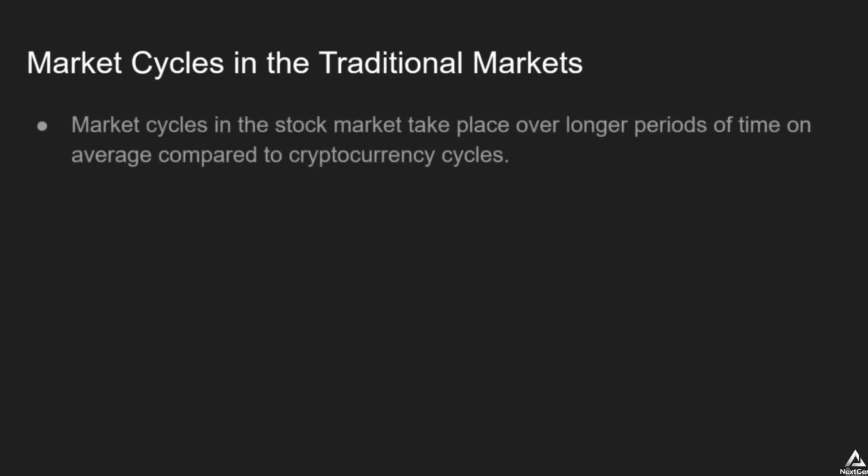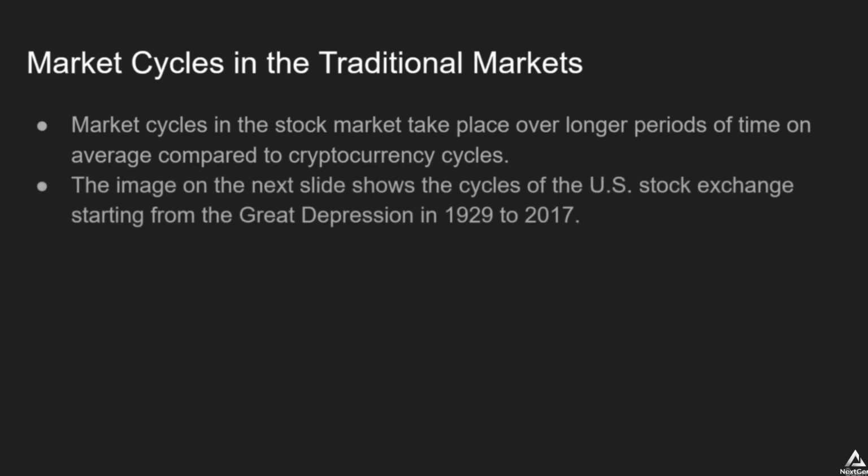Now, cycles in traditional markets. Market cycles in the stock market take place over longer periods of time compared to cryptocurrency cycles. Cryptocurrency cycles are typically much shorter. We'll take a look at an image on the next slide, which will show cycles of the U.S. stock exchange, starting from the Great Depression in 1929 to 2017.